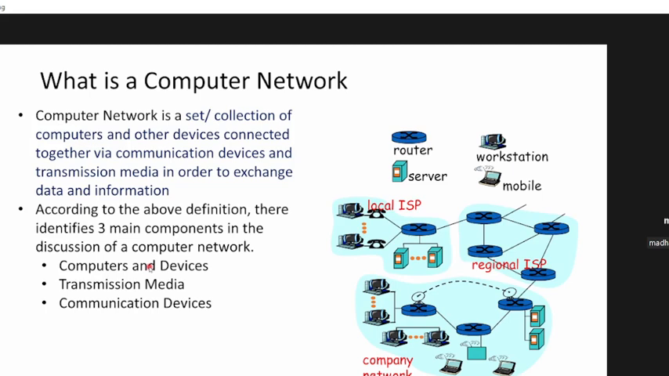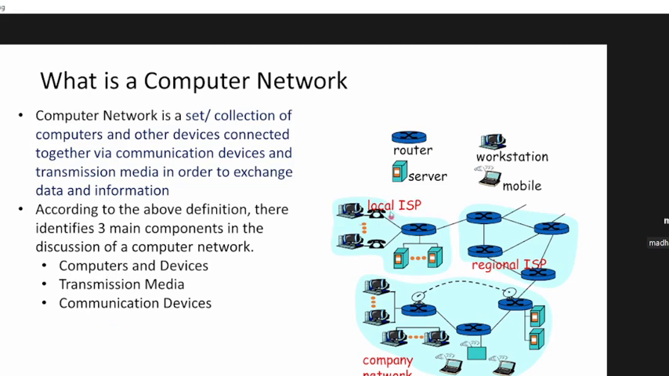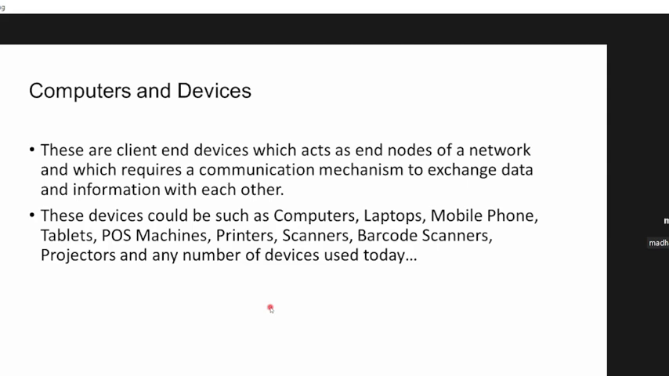So these are the three types of components in a computer network: end devices or the computers and devices, transmission media, and the communication devices or switching devices. Computers and devices are the clients or end devices which act as the end nodes of a network that require communication. For example, take this computer and this server. These are the end devices, and you need communication between these two points. That is why we have the data network.